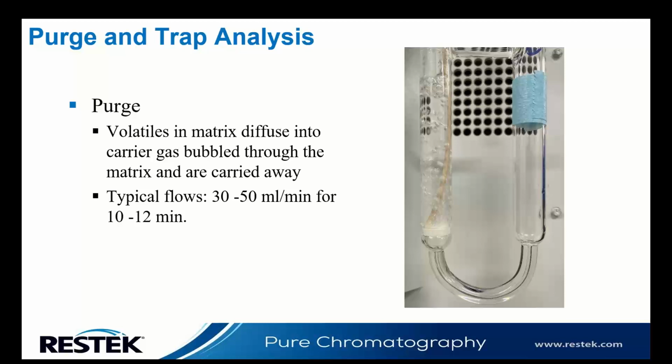So for the purge analysis, here we're stripping those volatiles out of, in this case, our 5 mils of water in the purge vessel. And those typical flows are going to be 40 mils a minute is generally what we set them at. It's interesting because you can see things like bromoform drop out at ambient temperatures as you drop below 40 mils a minute. So it is critical to set those flows correctly and monitor those flows.